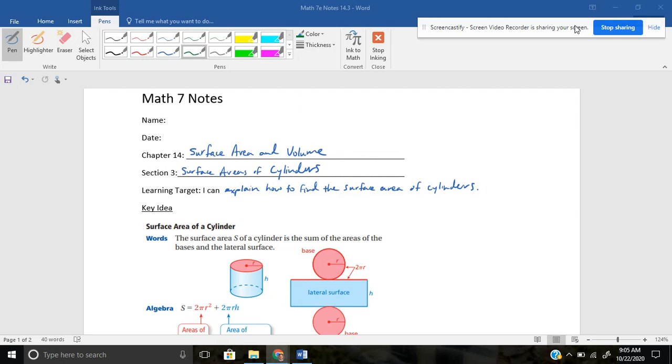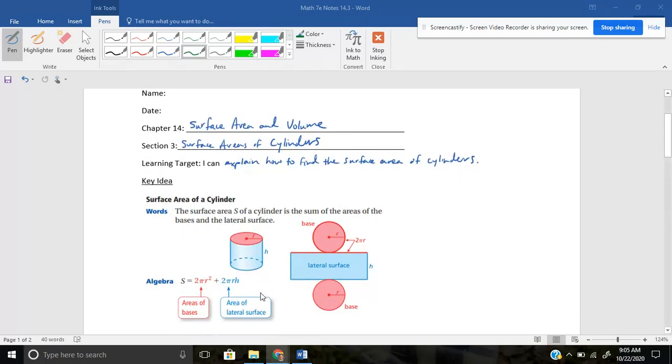In lesson chapter 14, we're going to study surface area and volume again, and for section 3, it's surface areas of cylinders. Your learning target is similar to that. I can explain how to find the surface area of cylinders. So that's what we're going to talk about right away here in our key idea.